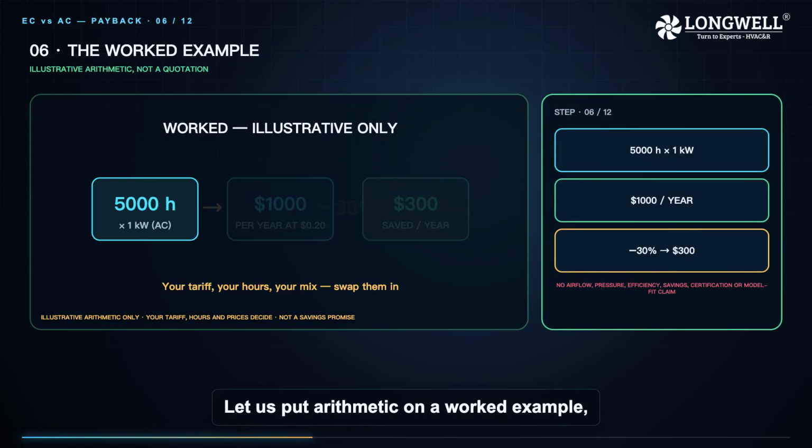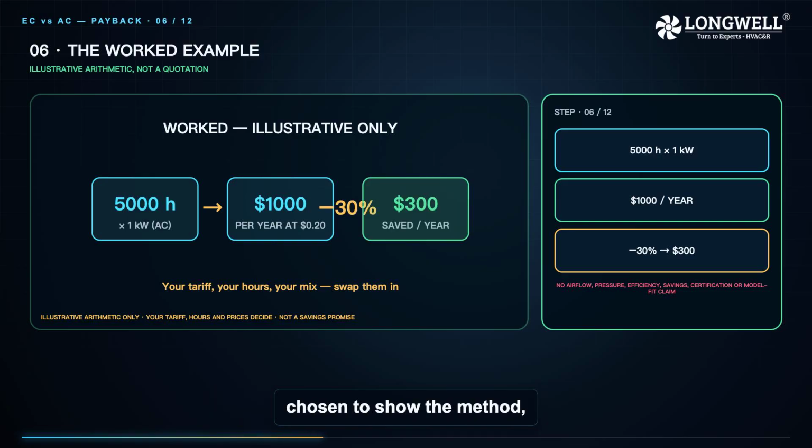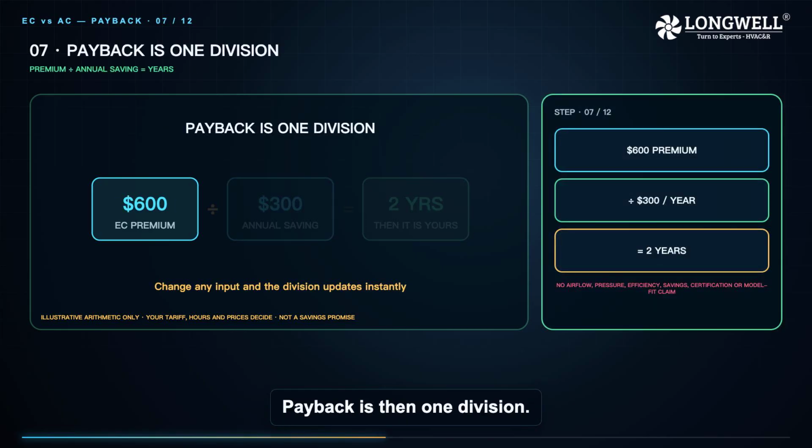Let us put arithmetic on a worked example, and these numbers are illustrative, chosen to show the method, not a quotation. Suppose the AC option draws 1 kW duty and runs 5,000 hours a year, 5,000 kilowatt hours. At 20 cents per kilowatt hour, $1,000 a year. Now suppose the EC option, over your real mix of speeds, averages 30% less electricity. $300 a year saved.